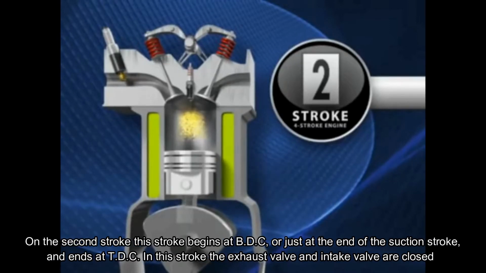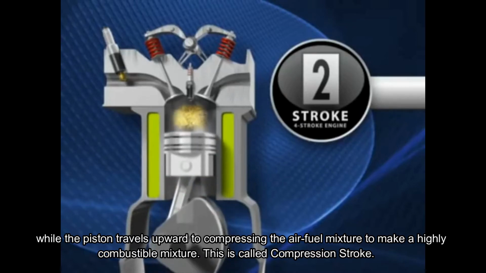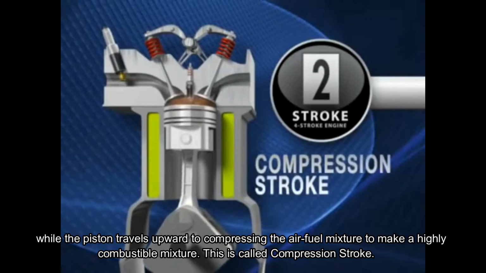On the second stroke, this stroke begins at BDC, just at the end of the suction stroke, and ends at TDC. In this stroke the exhaust valve and intake valve are closed while the piston travels upward, compressing the air-fuel mixture to make a highly combustible mixture. This is called the compression stroke.